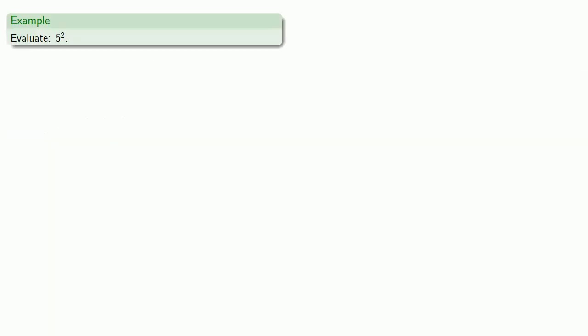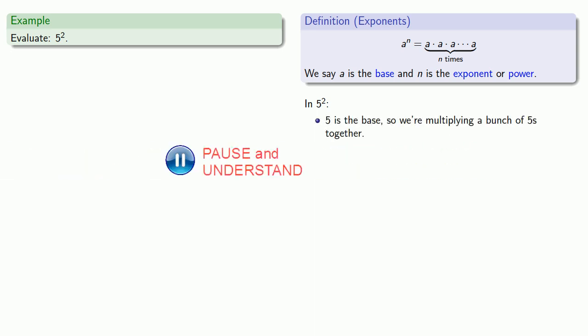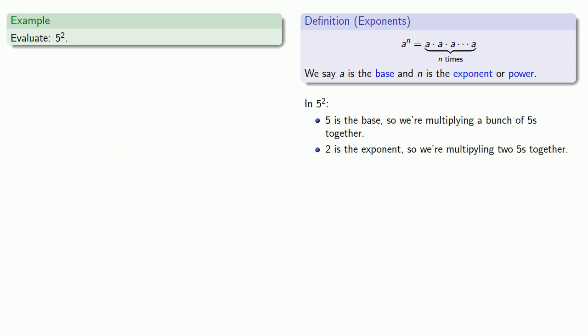For example, let's say I want to evaluate 5 to the second power. So definitions are the whole of mathematics. All else is commentary. So let's pull in our definition. When we write something in exponential notation, the base is our repeated factor, and the exponent is the number of times that factor appears. So in our expression 5 to the second, 5 is the base, so we're multiplying a bunch of 5s together. And 2 is the exponent, so we're multiplying 2 5s together. So 5 to the second is the product of 2 5s. And we can calculate that value.